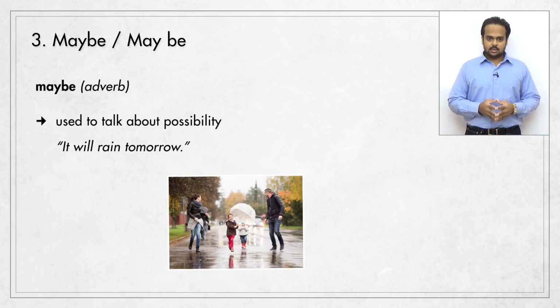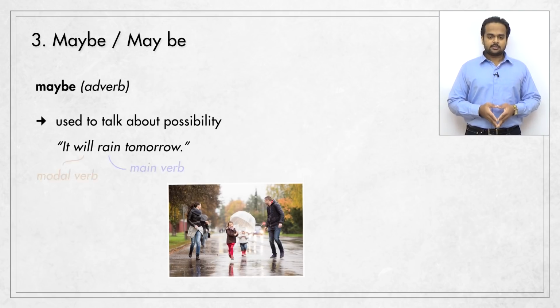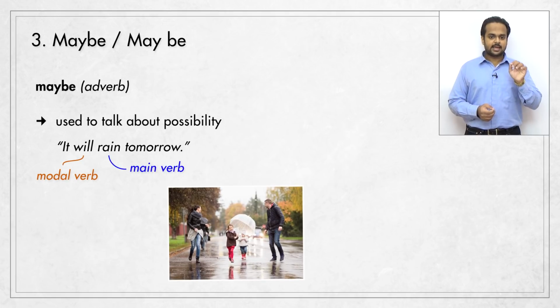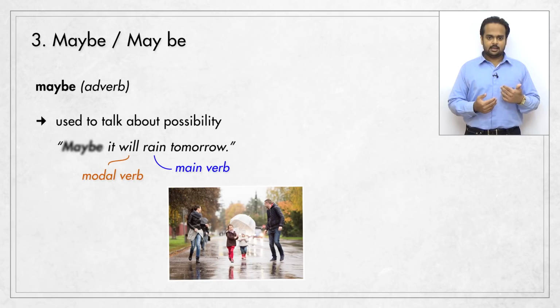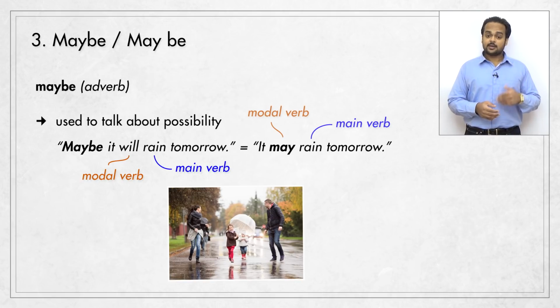Take this sentence, it will rain tomorrow. Here the main verb is rain and there's the helping verb will. This is a modal verb used to make predictions about the future. So this sentence sounds like I'm confident that it will rain tomorrow. But if I'm not so sure, I can say maybe it will rain tomorrow. So that maybe at the beginning just makes it a little softer. I'm not so confident. Instead, we can also say it may rain tomorrow or it might rain tomorrow.